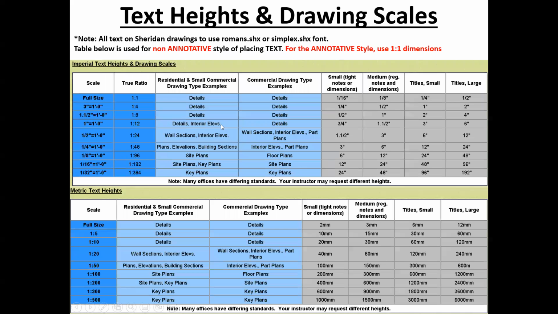Next is text standard. These are the text heights for each of the scales. So if you're using full scale 1:1, these are the heights of the text for small notes, medium notes, titles that are small, or titles that are large. That's for Imperial, and this is for metric. Now, 2 millimeters for, again, full size drawing, 3 millimeters, 6 millimeters.